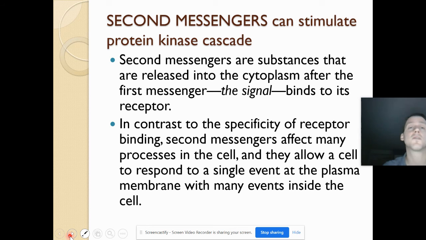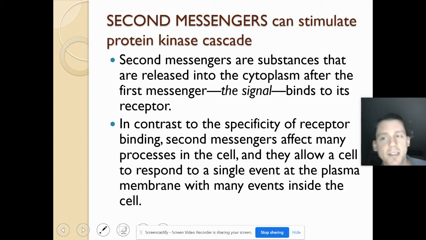Second messengers are substances that are released into the cytoplasm after the signal binds to the receptor. In contrast to the specificity of receptor binding, second messengers are going to affect many processes in the cell. So there's actually a number of things that a second messenger can do, whereas proteins are very specific. And that makes sense, right? Because they're enzymes, and we know that enzymes are specific. Second messengers are more general chemicals, and they are going to cause a few things to happen at once, usually. So they are less specific.